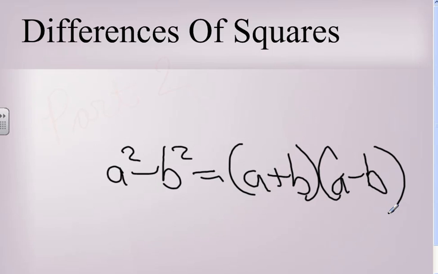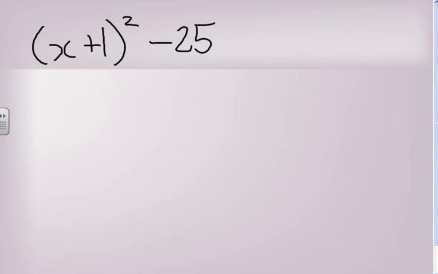I've got a slightly more difficult example than last time. What happens if we have a complicated one like that? Now, x plus 1 squared is a square, but the whole plus 1 part in there messes it up and makes it a little more difficult. So what I'm going to do is substitute in something for x plus 1. So I'm going to say, let w equal x plus 1.